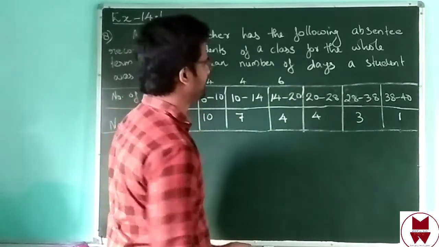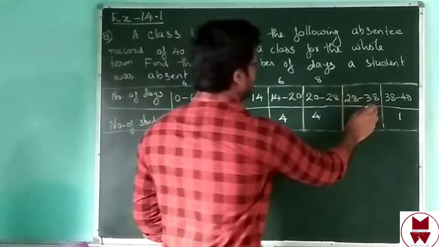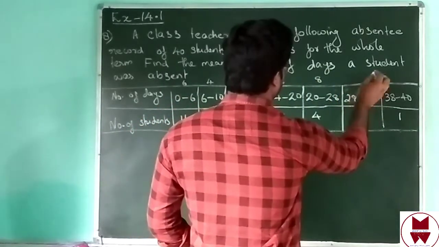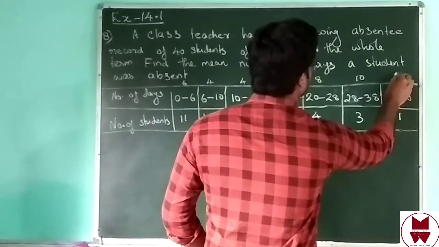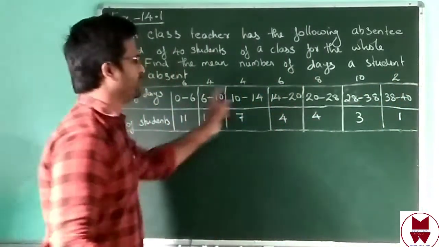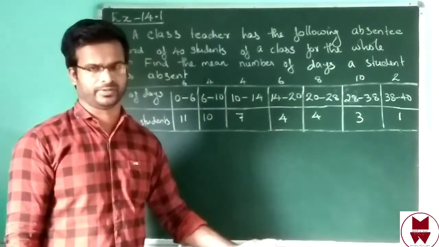6 you will get. The next, 28 minus 20, 8 you will get. Then 38 minus 28, 10. Then 40 minus 38, 2. Now we got all the class widths. In here all class widths are different, not equal, isn't it?